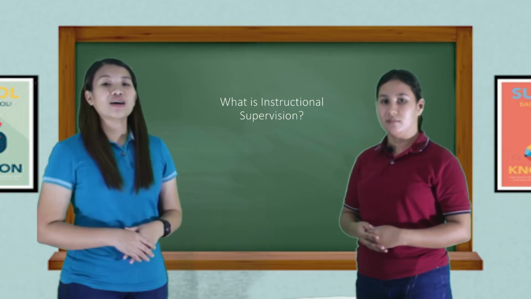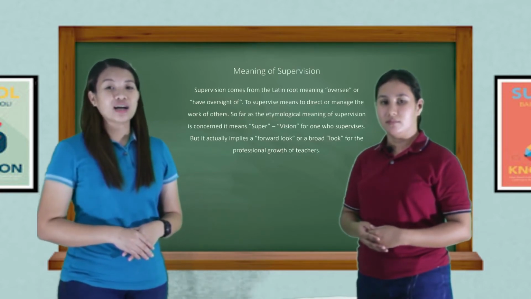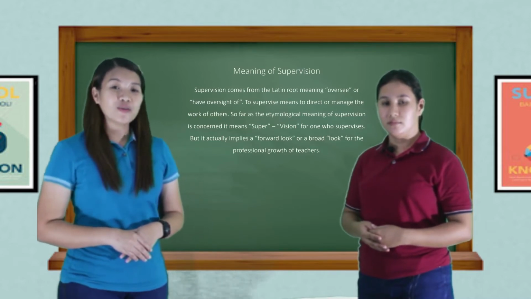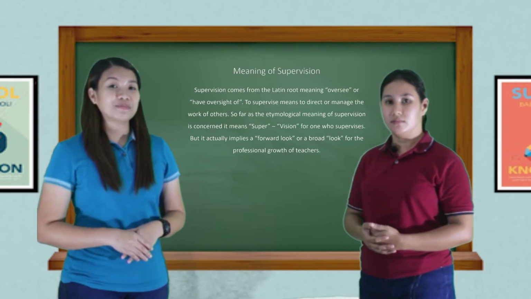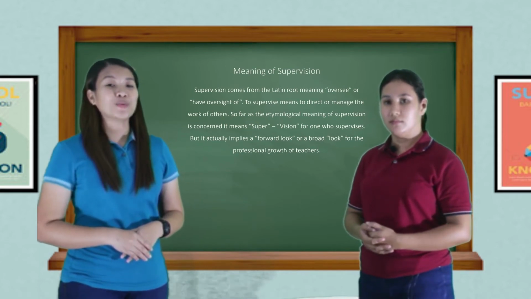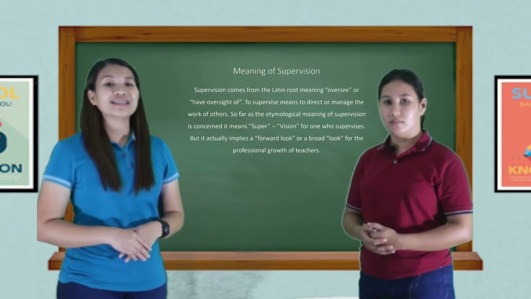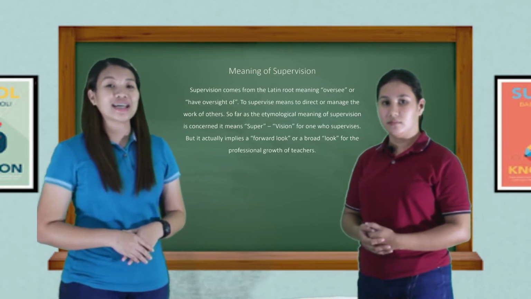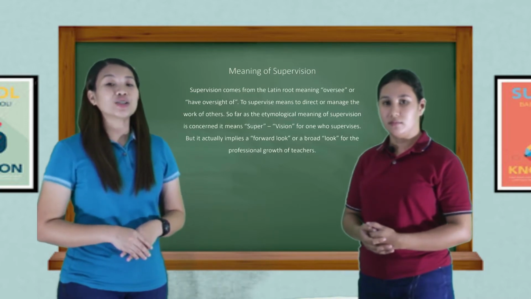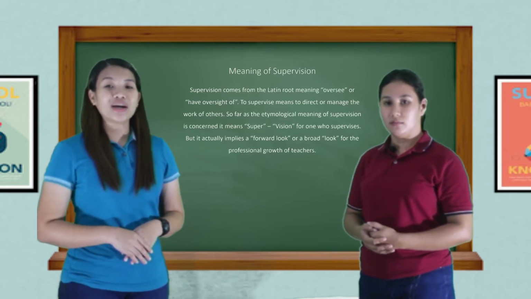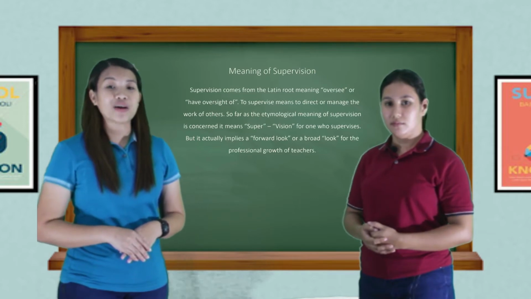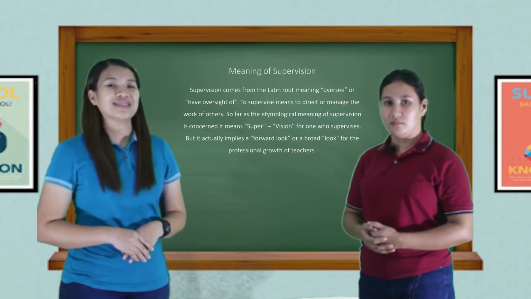Meaning of supervision. Supervision comes from the Latin root meaning to oversee or have oversight of. To supervise means to direct or manage the work of others. So far as the etymological meaning of supervision is concerned, it implies a forward look or a broad look for the professional growth of teachers.